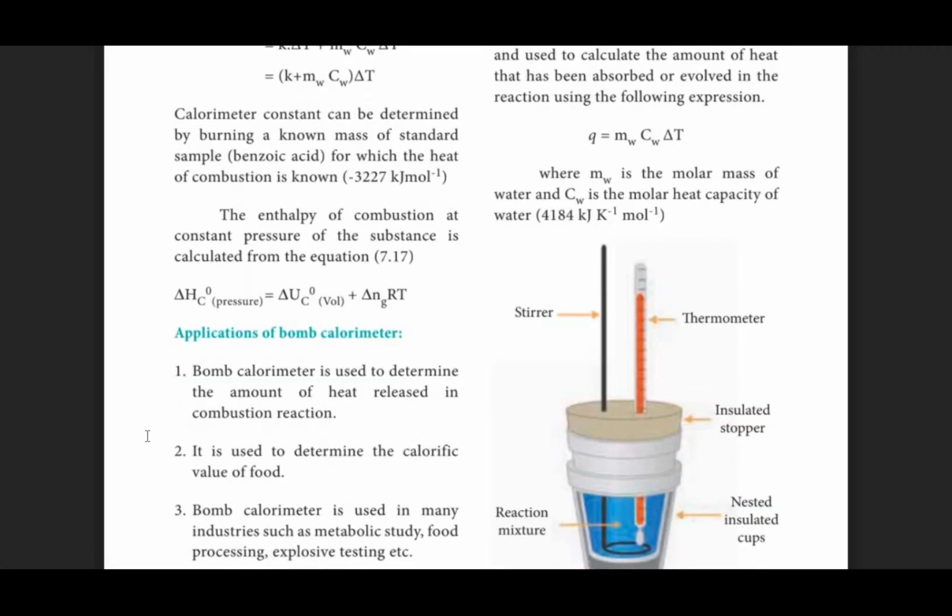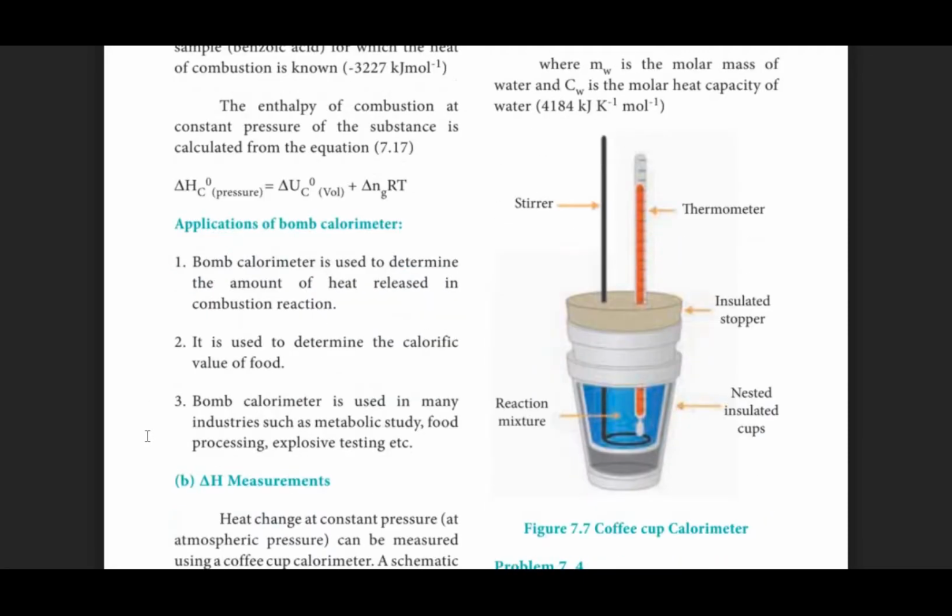Then applications. Applications of the bomb calorimeter. This will come under a 3 mark question. Mark it as: bomb calorimeter is used to determine the amount of heat released in the combustion system. Next, it is used to determine the calorific value of food. Whatever food we are taking, we can determine its calorific value by the use of this bomb calorimeter. And the bomb calorimeter is used in many industries such as metabolic study, food processing, and explosive testing, etc.